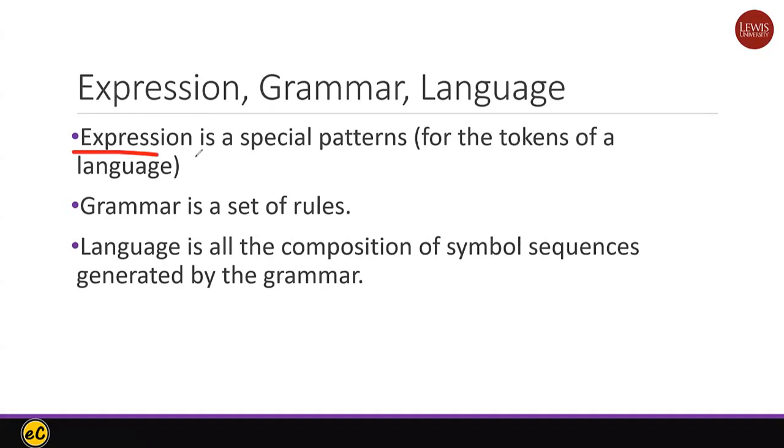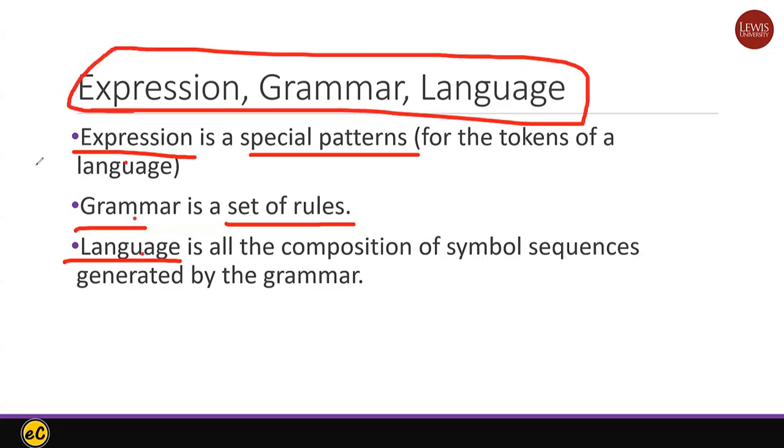So expression is a special pattern, okay? We call it expression. And grammar is a set of rules. Okay, language is all the compositions of the symbol sequence. So we do have regular expression, which means the expression definition of the regular expression. We also may have regular language, which means the language that is composed of sequences. Okay, and that actually is a regular grammar. So expression, grammar, and language, this is a three-in-one combination.